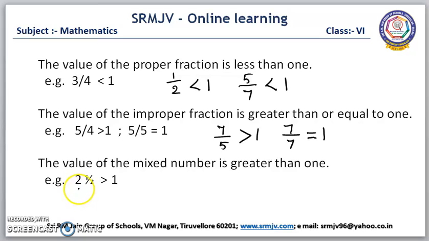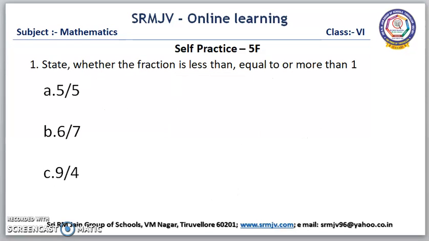Mixed number means a whole number part and a fraction part. The value of the mixed number is greater than 1. Let us consider one more thing. 3 by 4. This is a mixed number. The value of the mixed number is greater than 1. Is it clear, children? Shall we go to the next one?